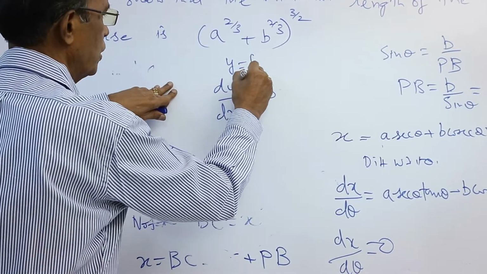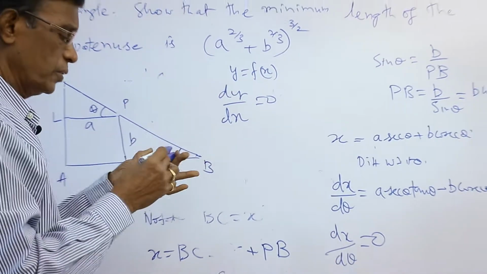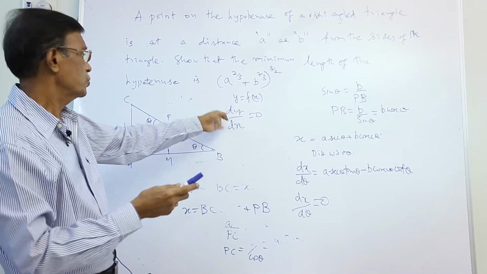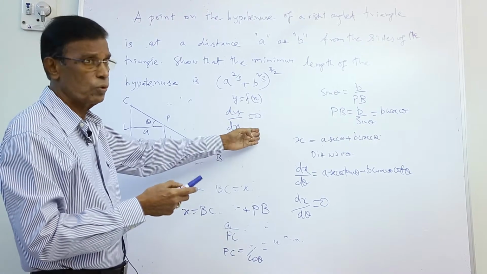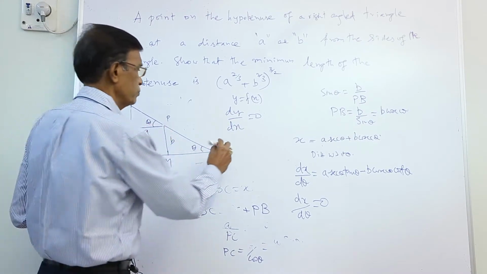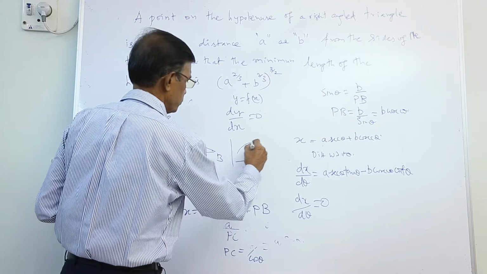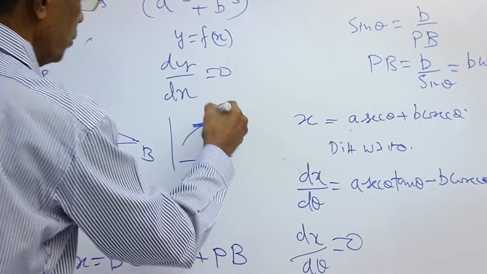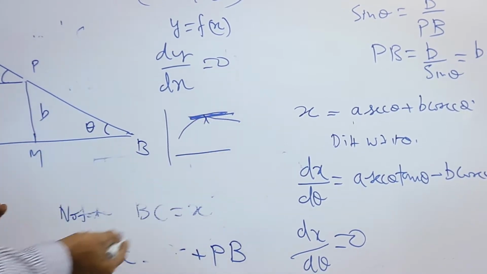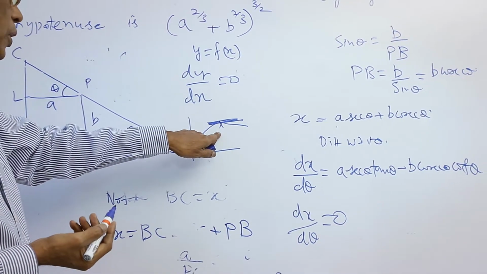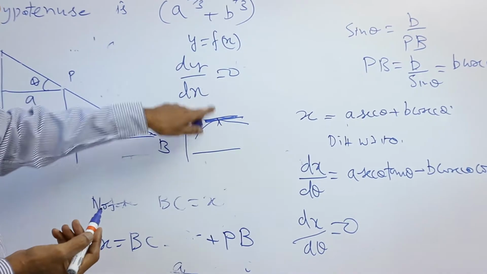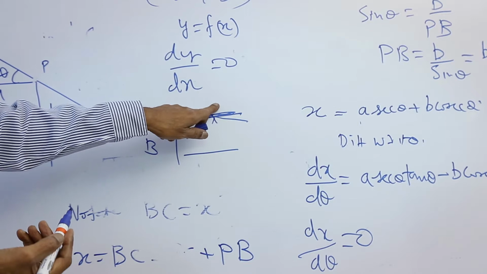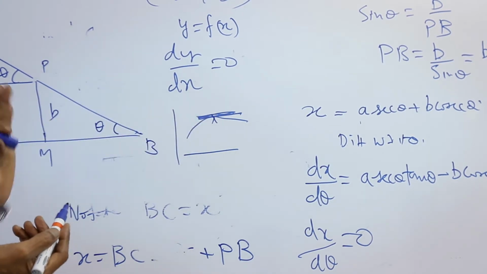Suppose y equal to f of x is the equation of a curve. dy by dx equal to 0 means what? Suppose this is the curve, and at this point dy by dx is 0. Now what happens? At this point the tangent is parallel to the x-axis, or the slope of the tangent is equal to 0.